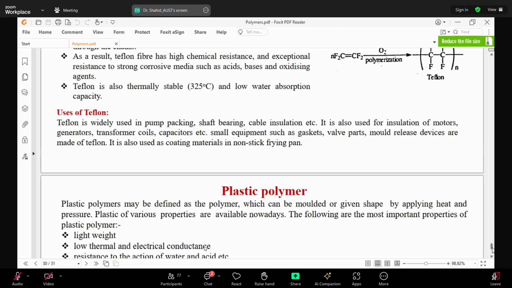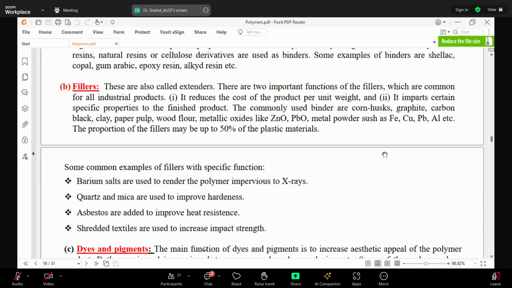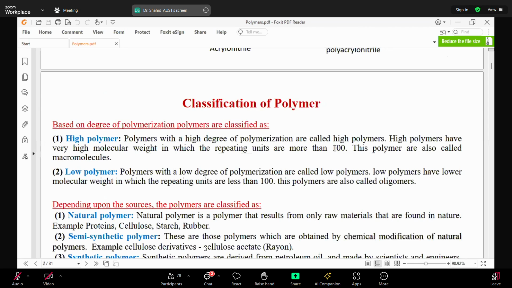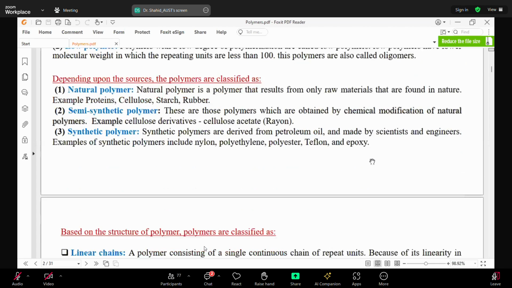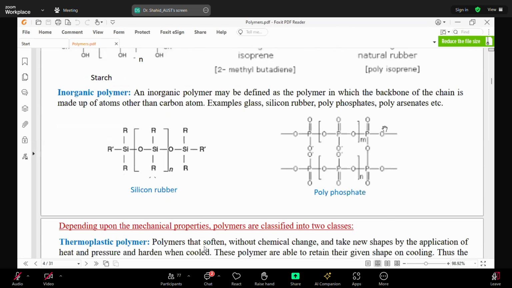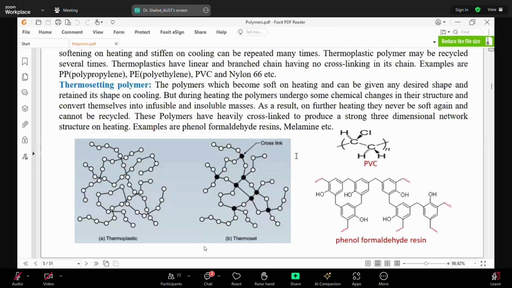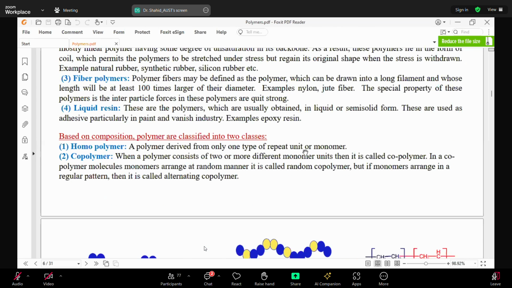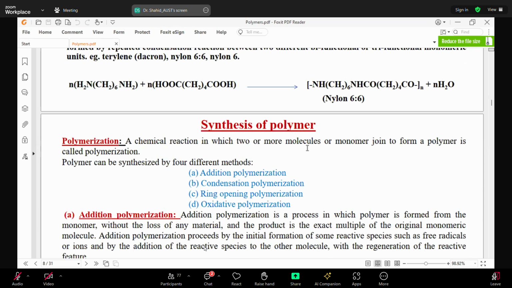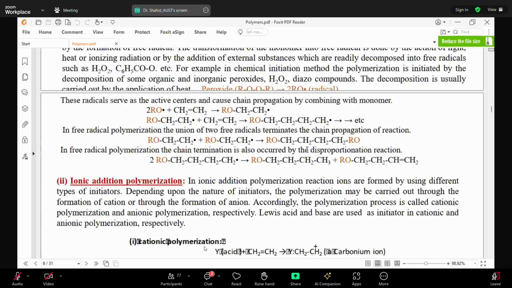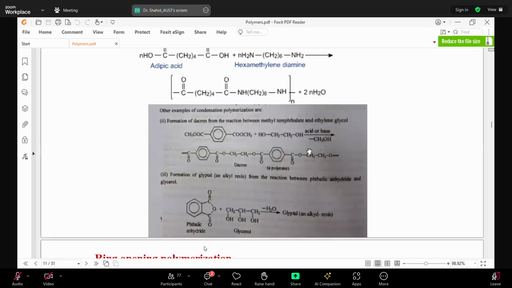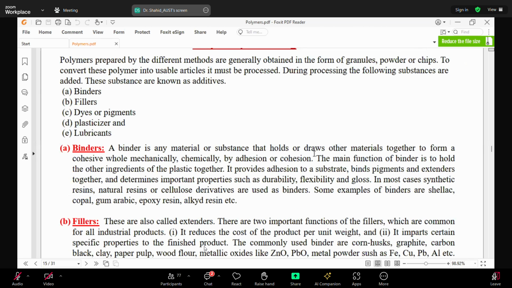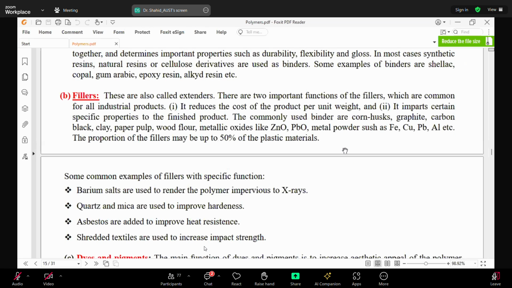So our next quiz will be held next Friday on this chapter. I just want to review this chapter. First of all, you have to read what is polymer and the characteristics of polymer. Then the broad classification of polymer based on degree of polymerization, depending on the source, based on structure, organic and inorganic, depending on mechanical properties, depending on ultimate use and form, then based on composition, and then classification based on polymerization. Then synthesis of polymerization: addition, free radical, ionic, condensation polymerization, ring opening and oxidative. Then polymer processing by additives, binders, fillers, dyes, plasticizers, and lubricants. You should read each and every ingredient with its specific use.